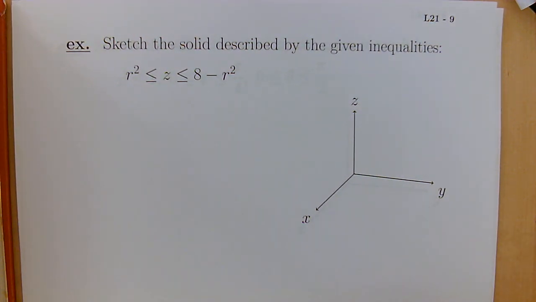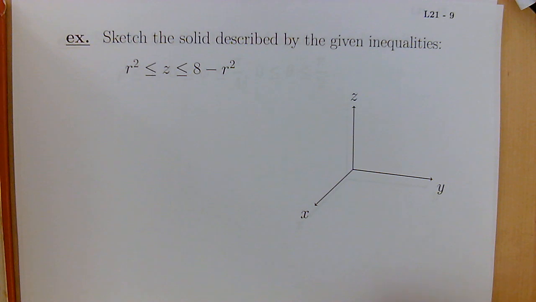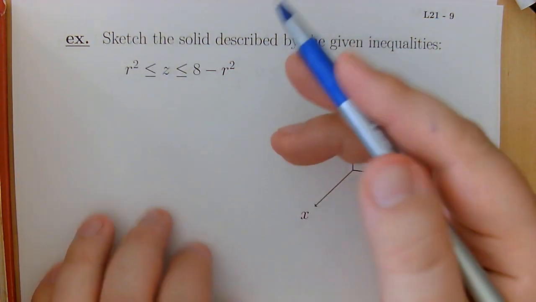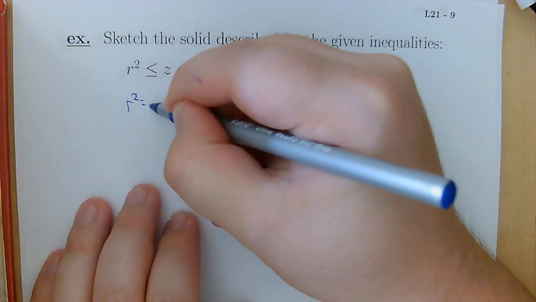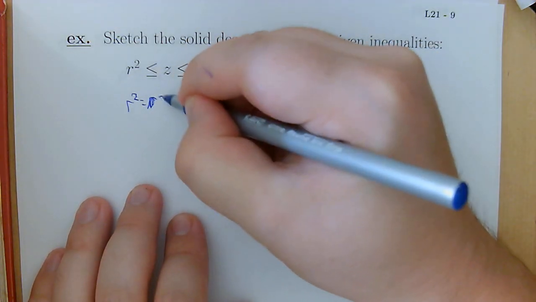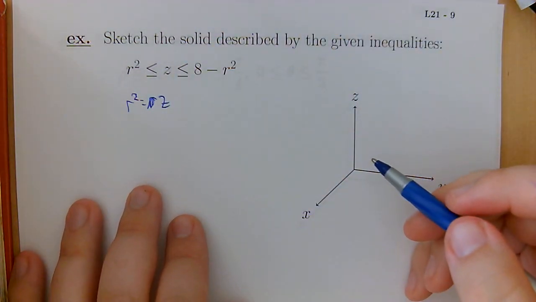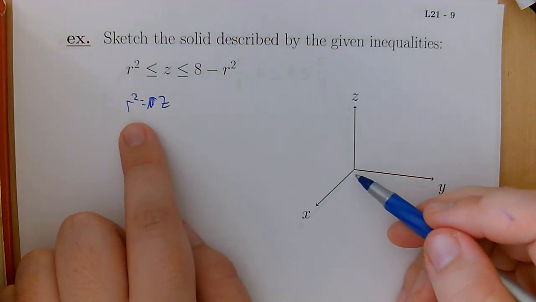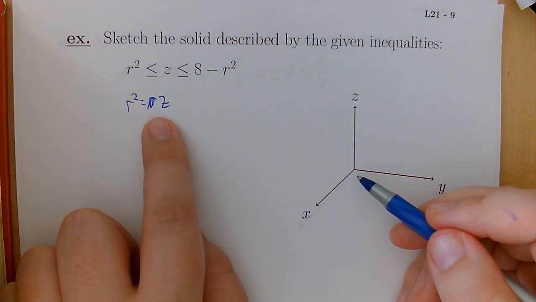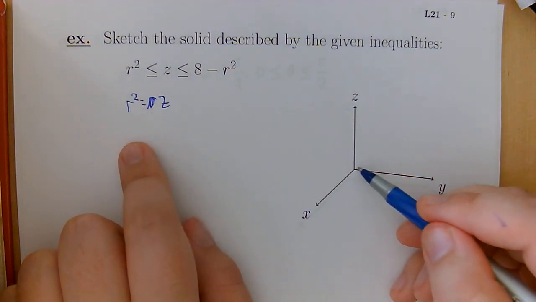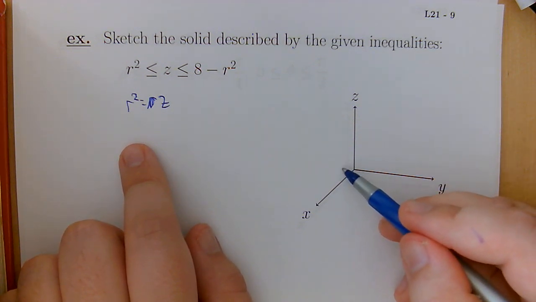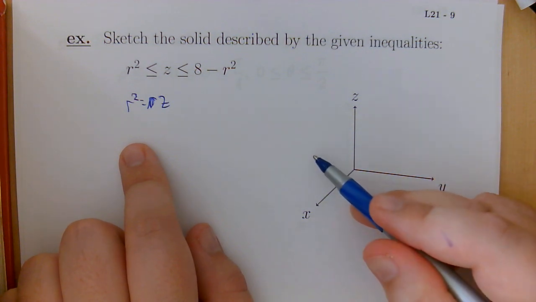Sketch the solid described by the given inequalities. All right, so since they're using r's, we know this is going to be in terms of cylindrical coordinates. On the one hand, we have z is greater than or equal to r squared. Well, let's see what z equals r squared looks like. The further we get away from the origin in terms of our x and y coordinates, the square of that distance is going to be how high we're going in z. So if we extend linearly in the x or y or some combination of that direction, we're going to increase quadratically with z.